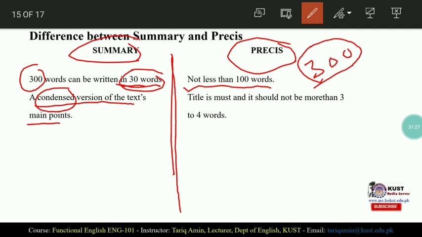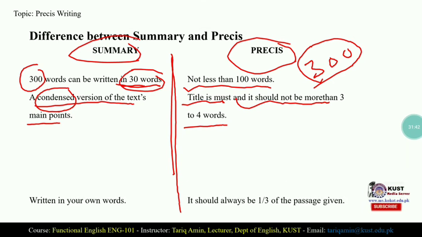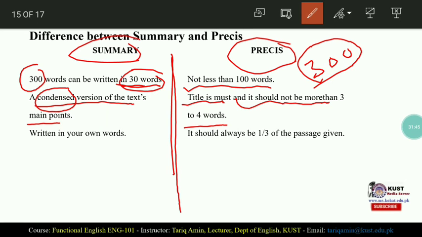And in Precis, we say that a title is a must. In Precis, the title is a must, and it should not be more than 3 to 4 words. Another point is written in your own words. You write summary in your own words. Same is the case with Precis as well. You write Precis in your own words. It should always be one third of the passage given. We have discussed the same point so many times that a Precis should be one third of the passage given.